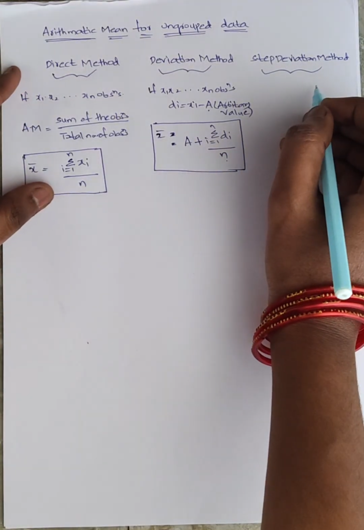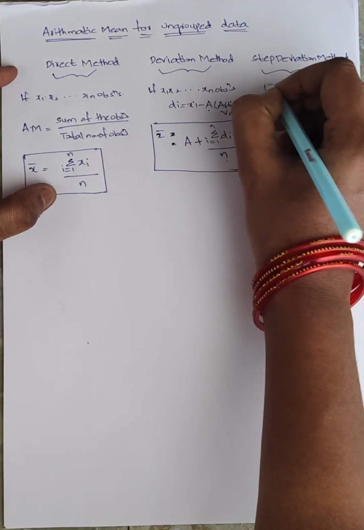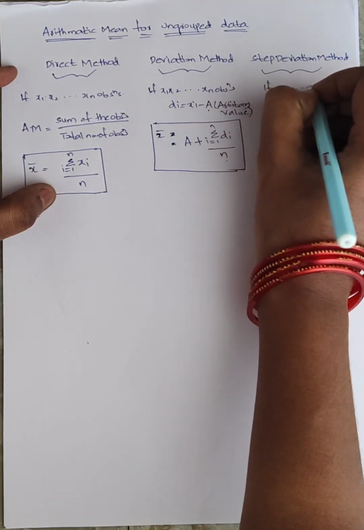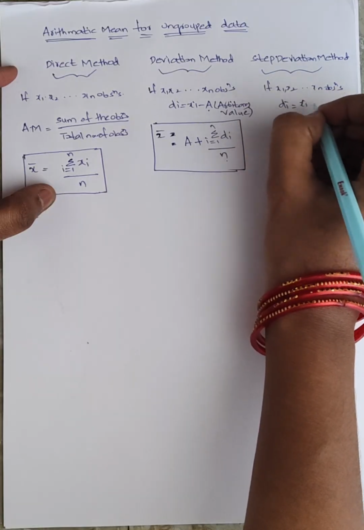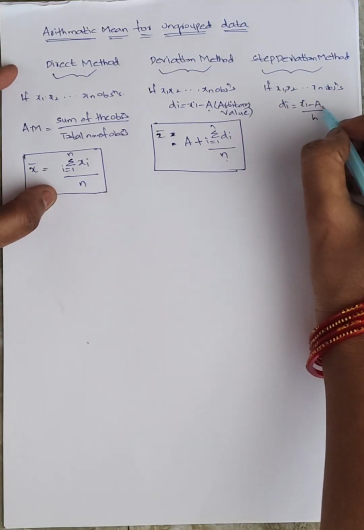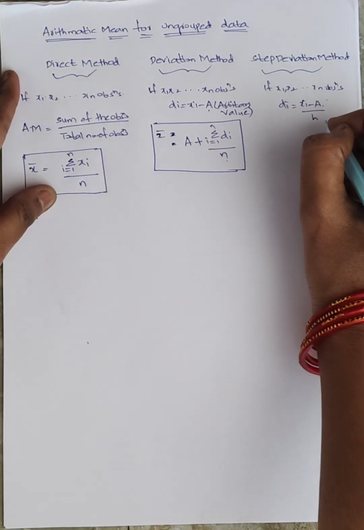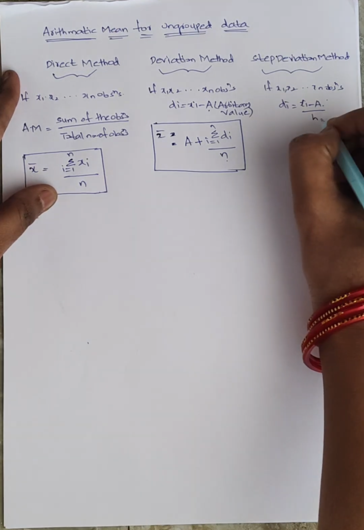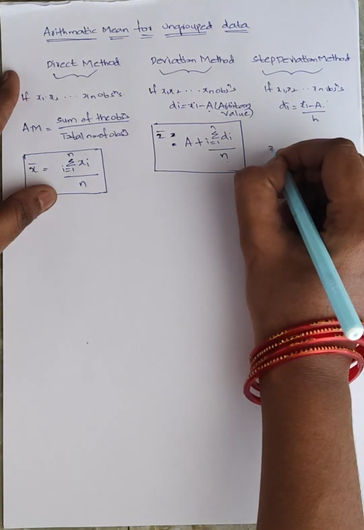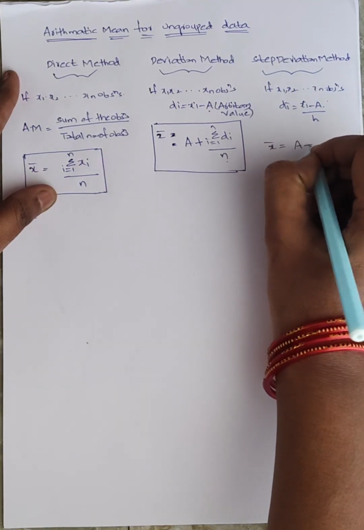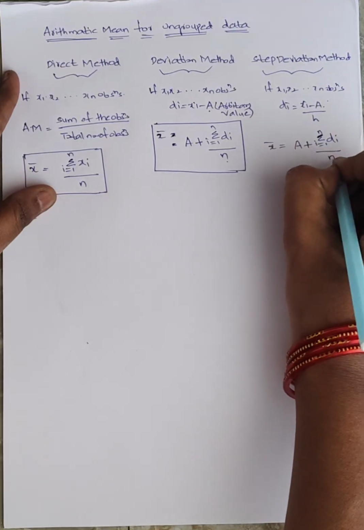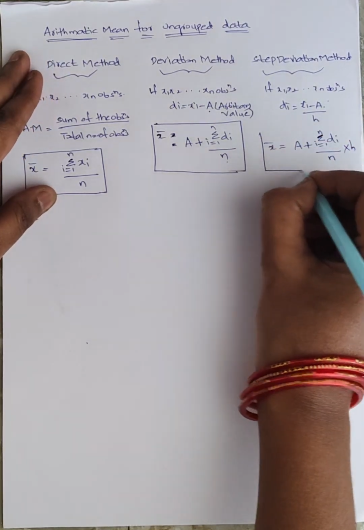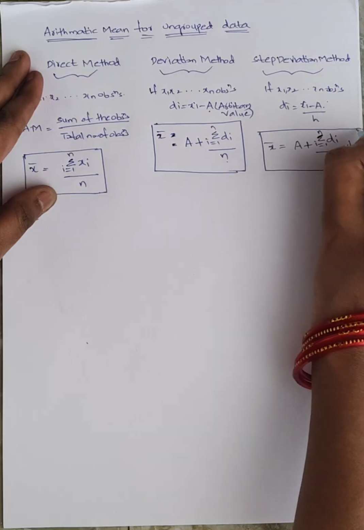And for step deviation method, same x1, x2 and so on xn observations, and here di is equal to xi minus a by h. A is nothing but any arbitrary value. Here h is nothing but the difference between the observations. Here the formula is x bar is equal to a plus summation i is equal to 1 to n di divided by n into h. This is for step deviation method.